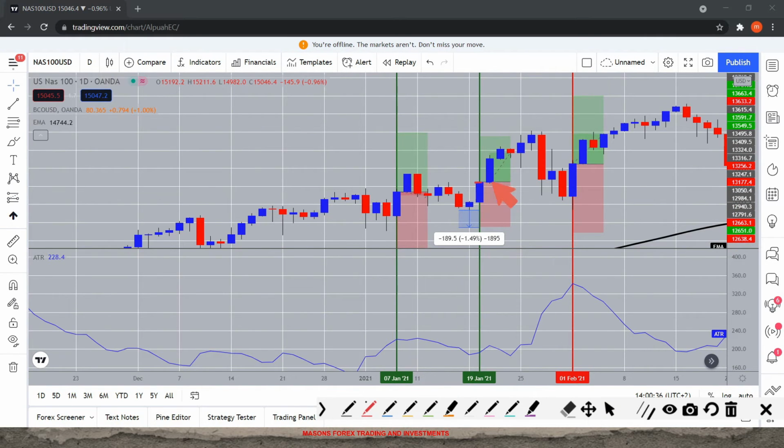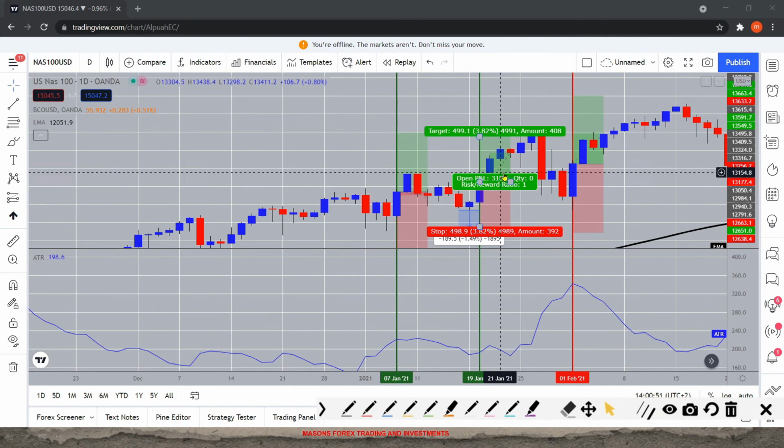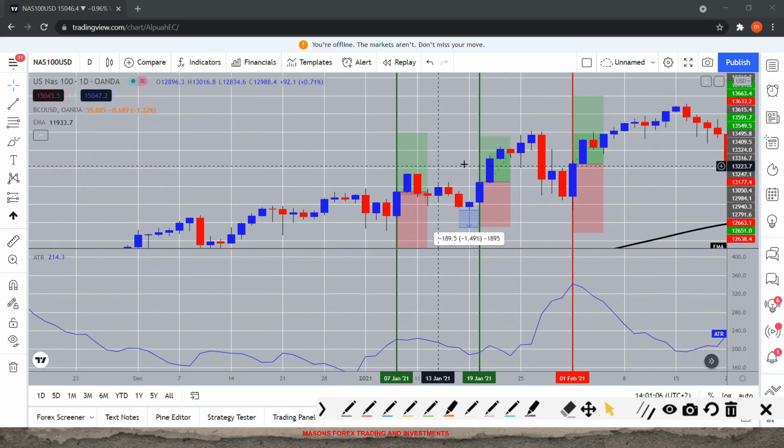Again, we enter at the close of this candle. E for entry. One ATR as the stop loss. You can see our risk to reward ratio is 1. We're going to risk $4.9 to make $4.9.